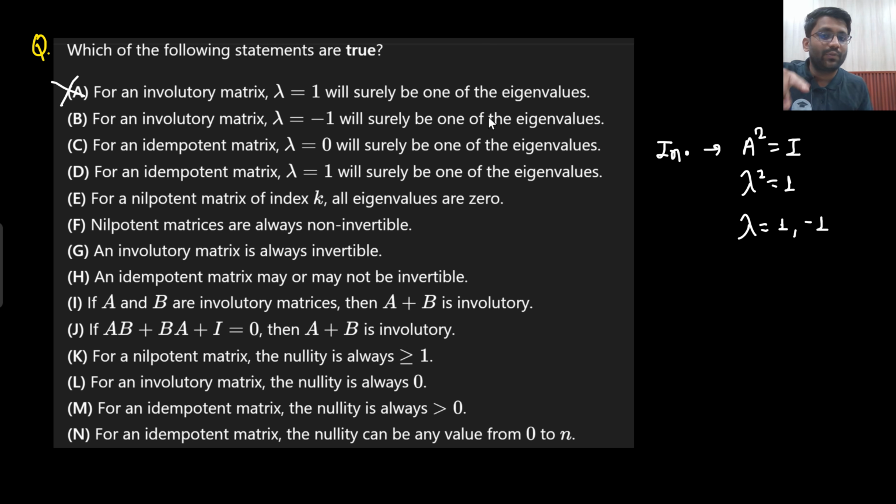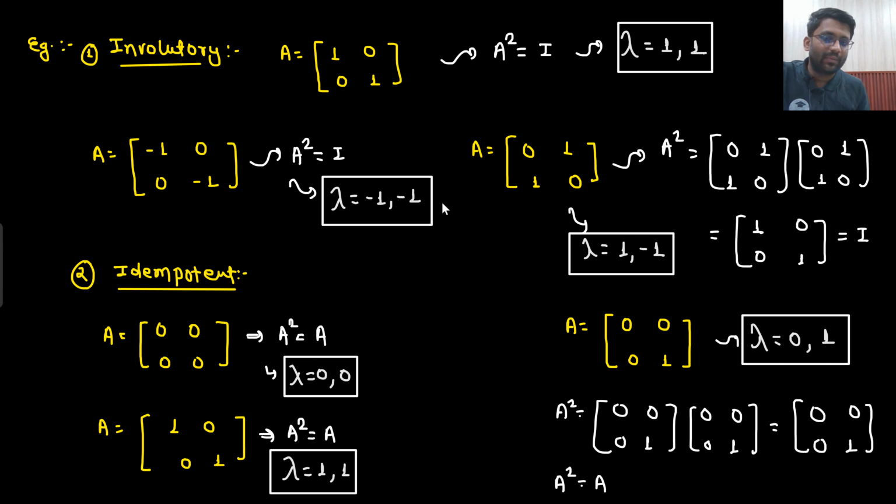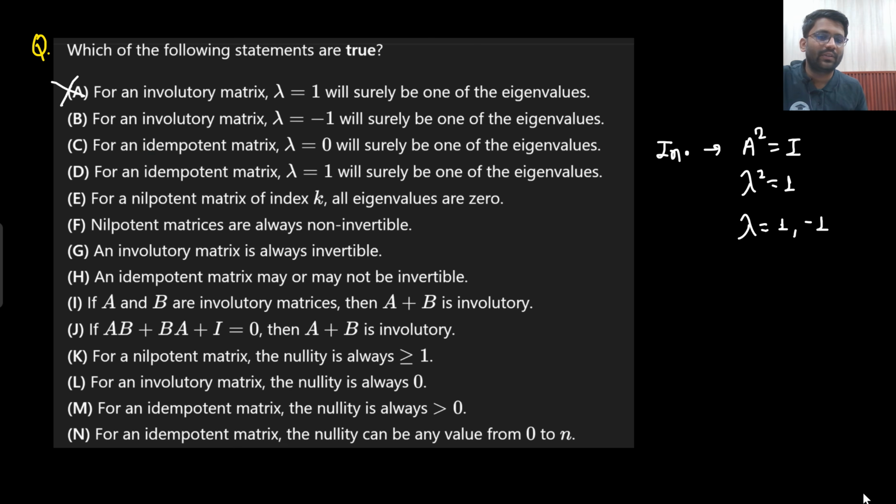What they are saying, lambda equals 1 is surely one of the eigenvalues. It might happen that both of the eigenvalues are minus 1 only. Is it an involutory matrix? Yes, sir, it is an involutory matrix. What is the eigenvalue? Minus 1 only. Is one of the eigenvalues 1? No, one of the eigenvalues is not 1. Both of the eigenvalues are minus 1. Are you able to understand this point?